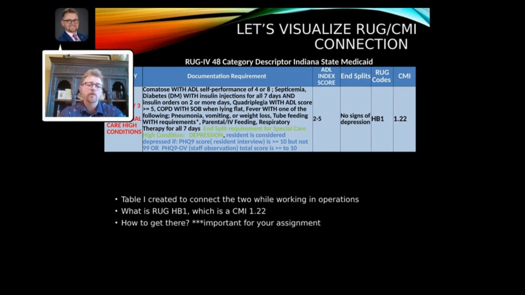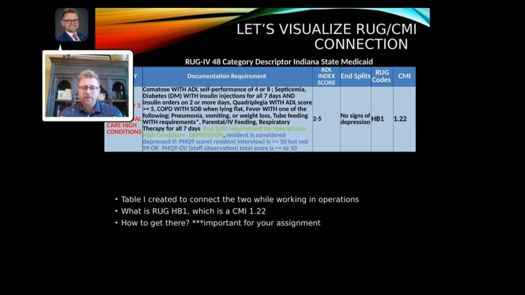Going left one more would be the documentation requirement. Now, this tool is actually an audit tool. That's why it references documentation requirement, because it's showing what we have to have documented to justify that RUG category and therefore the CMI. But for the purpose of this class, what I want you to see is that that little cell right there quantifies what's going on with that patient that determines the RUG code and therefore the CMI.